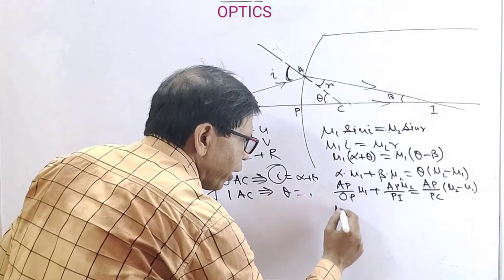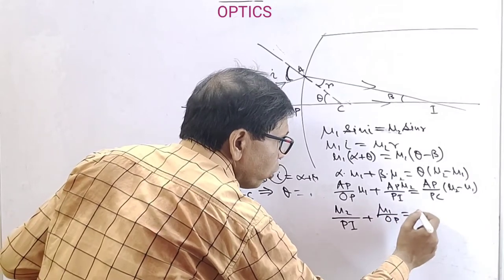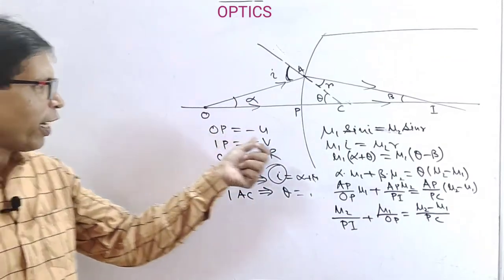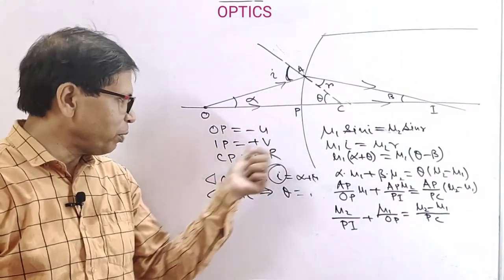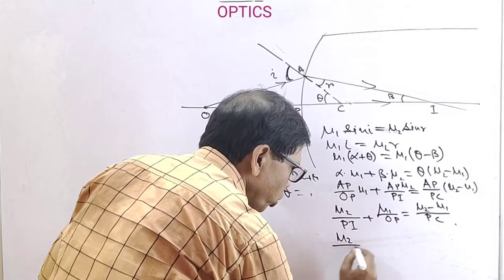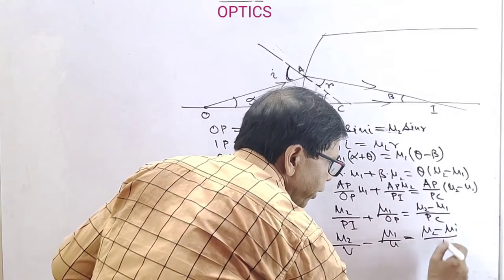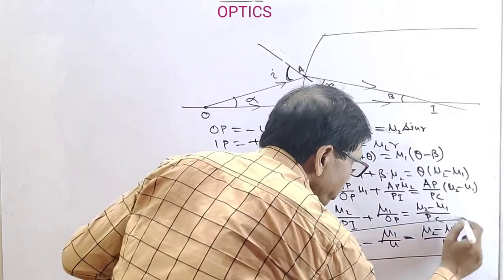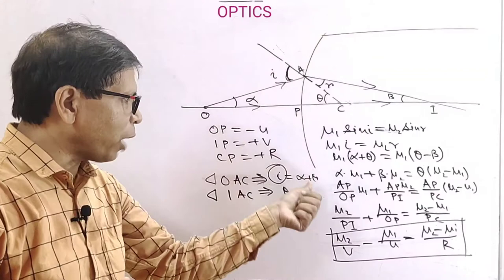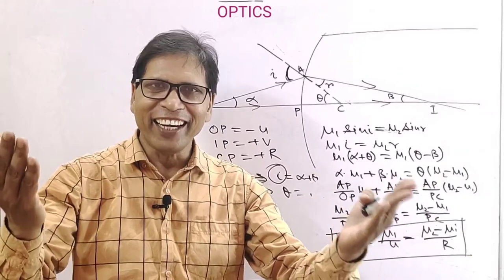Now, μ2/PI + μ1/OP = (μ2 − μ1)/PC. Now OP = −u, PI = +v and CP = R. So from this equation, we finally get μ2/v − μ1/u = (μ2 − μ1)/R. This is the relation between object and image formed by a spherical curved surface of radius of curvature capital R. Okay, now next.